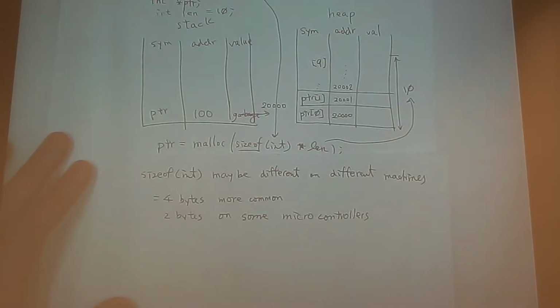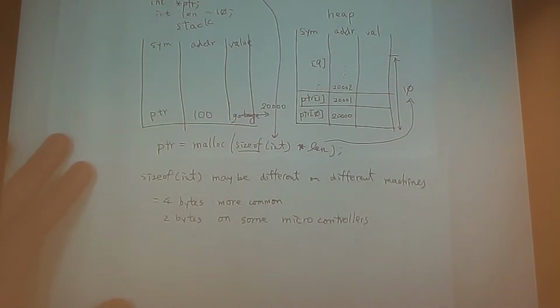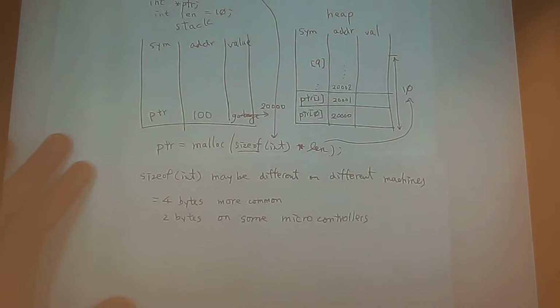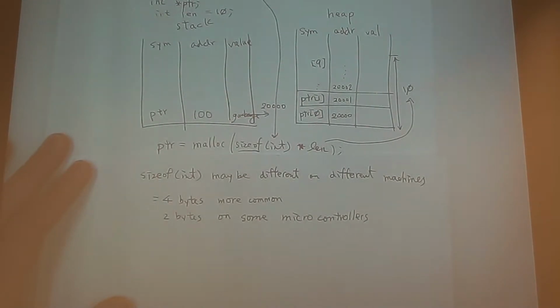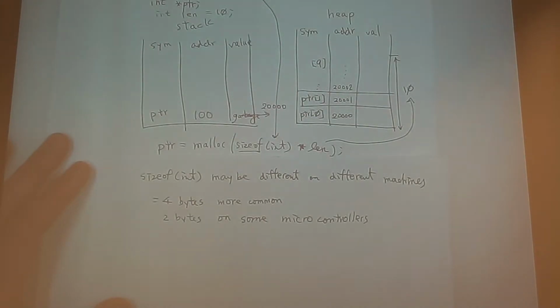What does the malloc function do? Malloc will give you a piece of memory on heap. And malloc will return the address of the beginning of the memory space. It will return 20,000 in this case. Another hint: ptr has address of 100 and holds the value 20,000.